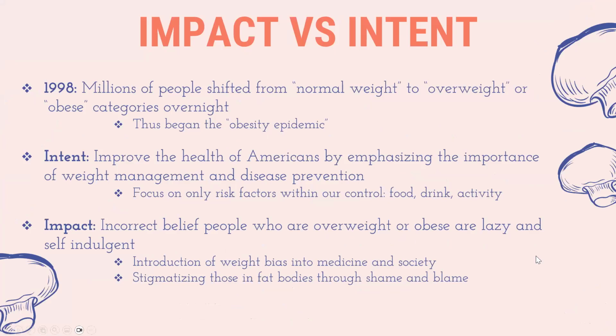So now we're moving on to the impact versus the intent of our words. So what happens as a result of the language that we use? Well, in 1998, as a result of the NIH shifting overweight and obesity, millions of people went from normal weight to overweight or from overweight to obese overnight. When we look at the history of the quote unquote obesity epidemic, it began or is said to have begun around this time. So the intent of changing that language was to improve the health of Americans by emphasizing the importance of weight management and disease prevention.